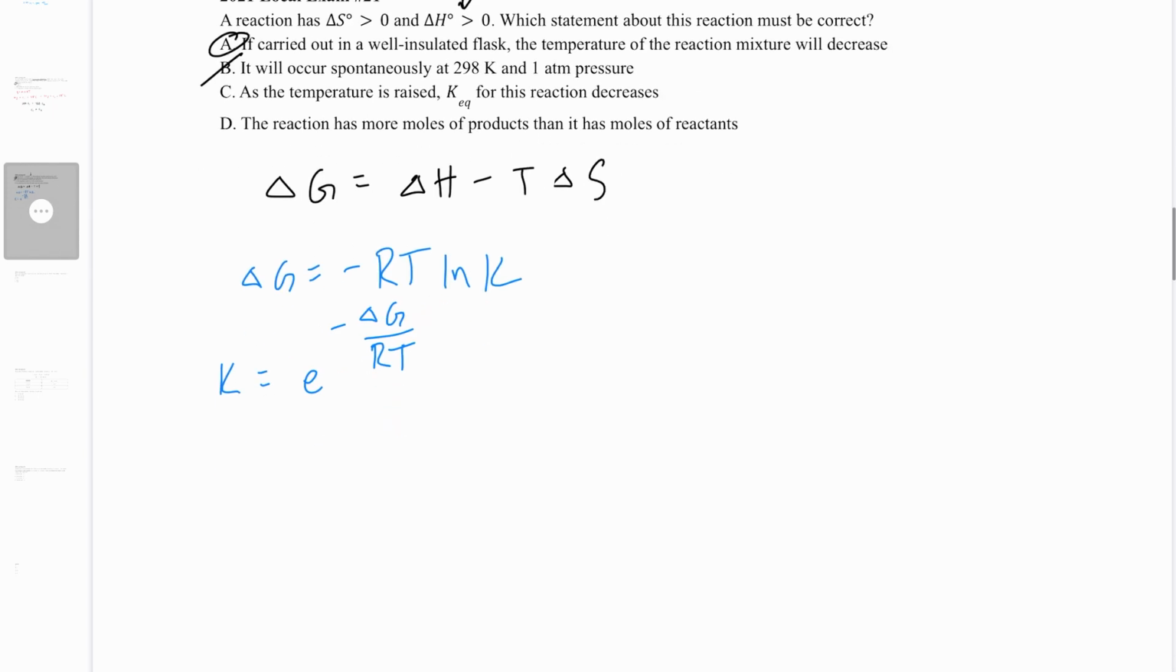constant. As you increase your temperature, your exponent here becomes smaller. And when your exponent becomes smaller, your K value becomes bigger. So as your temperature increases, your equilibrium constant also increases. So that's not what we have in C, so C can't be right.